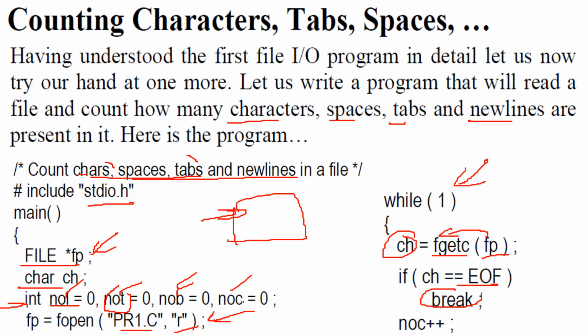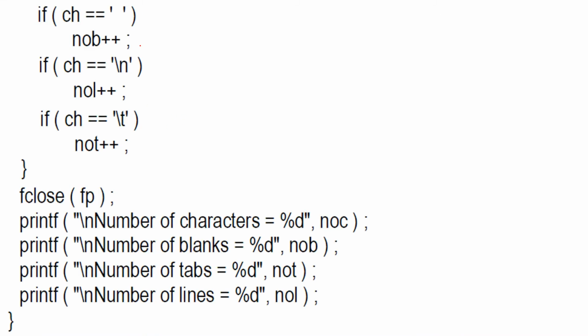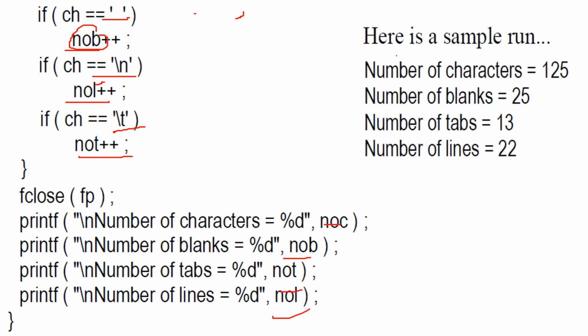Every time we read a character, we increase NOC, that is NOC is nothing but number of characters, so NOC plus plus. But if we get a blank, we get NOB plus plus, so NOB is for the spaces. If we get a \n, that is a new line, NOL plus plus. If we get a tab, we increment NOT plus plus. So depending upon what comes with fgetc, all those characters are being matched respectively with the characters, the new lines, etc. And these are being incremented and computed, and finally these are being printed. So this is just a test run of any file which you give.